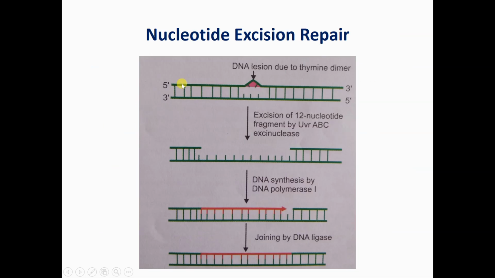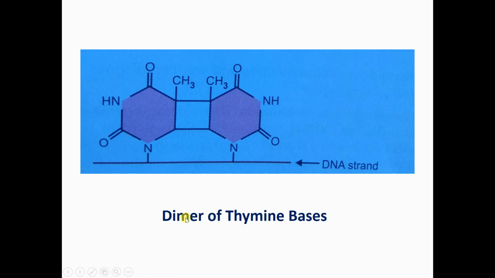As an example, first you see this slide which shows a dimer of thymine bases, which occurs mainly due to UV radiation. So these are two adjacent thymine nucleotides. This is the template strand, or suppose a DNA strand, which contains a phosphodiester bond here, a phosphodiester bond here, and here the deoxyribose sugar, here the deoxyribose sugar, and this is the base.